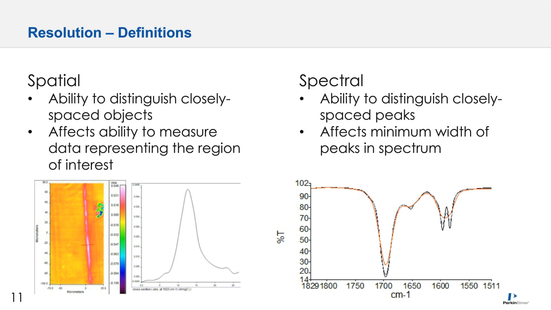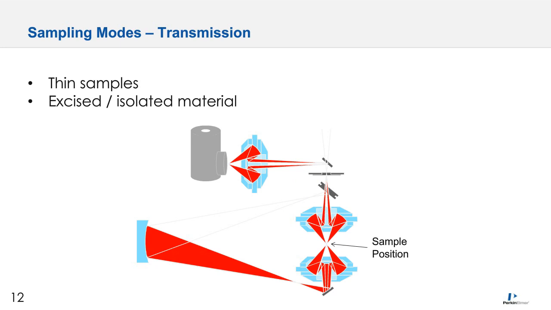So let's talk a little bit about sampling modes, which are available on infrared microscopes. Like an FTIR bench, an infrared microscope can be configured for measurements using various sampling techniques. Transmission measurements can be performed with thin samples or excised material which has been isolated.